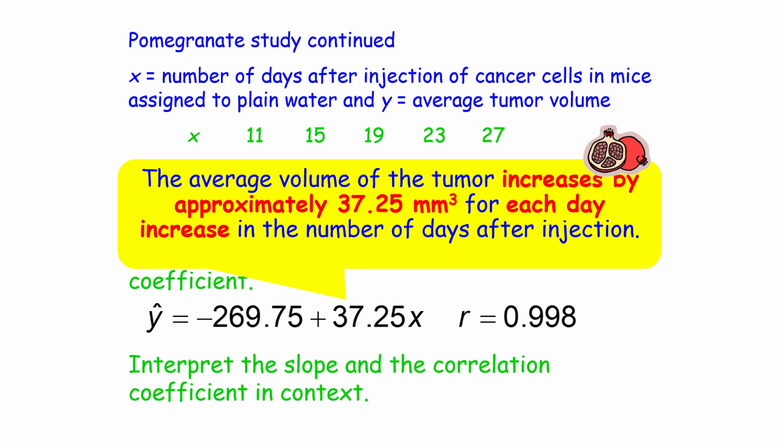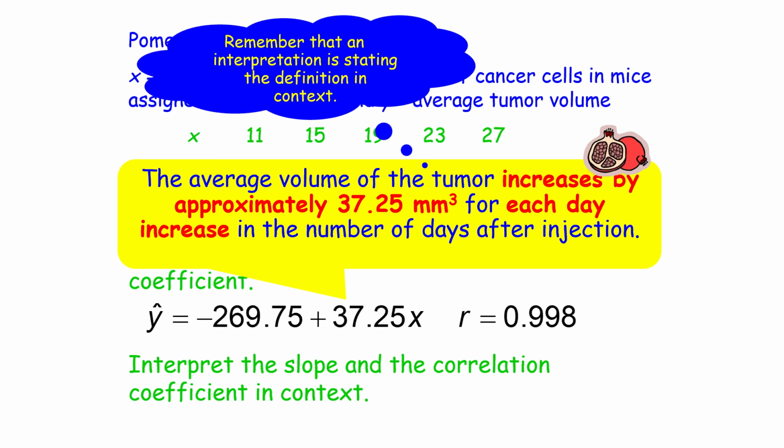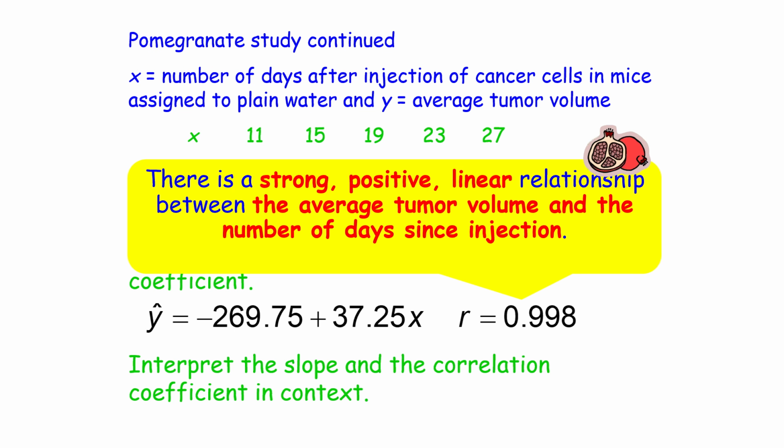So that's telling us that the average volume of the tumor increases by approximately 37.25 millimeters cubed for each day's increase in the number of days after the injection. Now remember that an interpretation is stating the definition in context. There's a strong, positive, linear relationship between the average tumor volume and the number of days since injection.